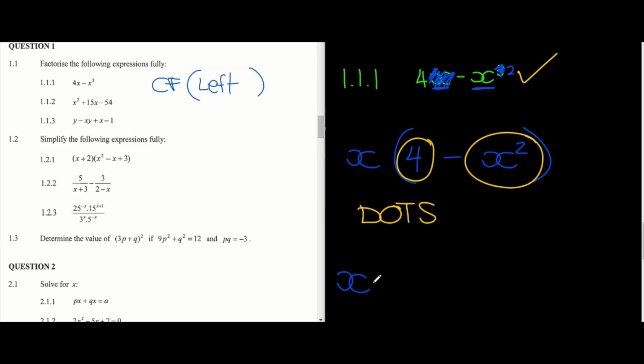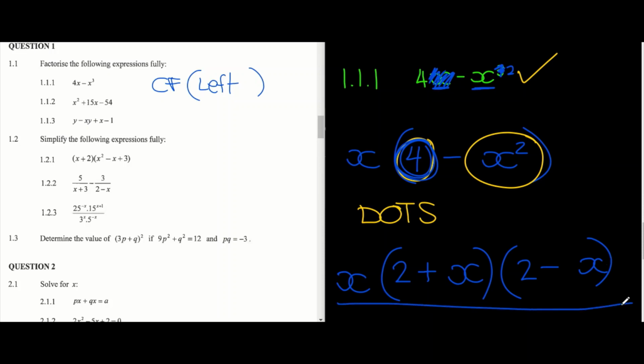So we keep that x in the front, and then with difference of two squares, we always end up with two brackets. We say, what is the square root of 4? It's 2, we put it in both. What is the square root of x squared? It's x, we put it in both. And then we put different signs, so we put a plus in the one and a minus in the other. And that is as far as you can go in factorizing this one. So this is your final answer. Again, you could go back, multiply it all out, and check that you get back to the starting expression just to make sure you're on track.